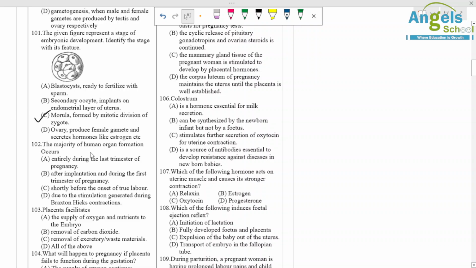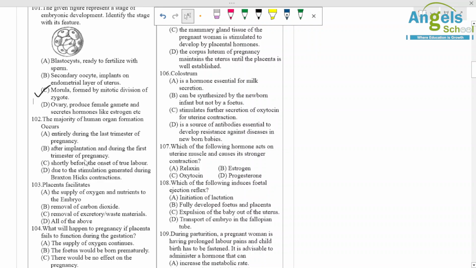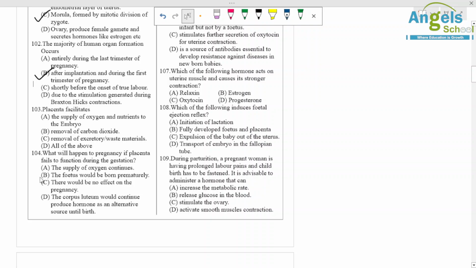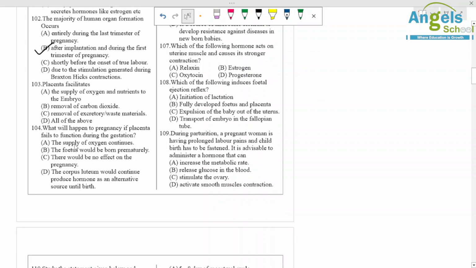Question 102. The majority of human organ formation occurs after implantation and during the first trimester of pregnancy. Major organ formation occurs within the first trimester, so option B is correct. Placenta facilitates the supply of oxygen and nutrients to the embryo. Removal of carbon dioxide, of course it's a function of placenta. Removal of excretory and waste material, of course this is also a function of placenta. So option D is correct in this case.